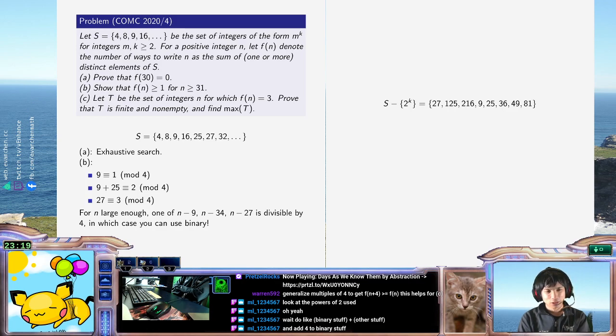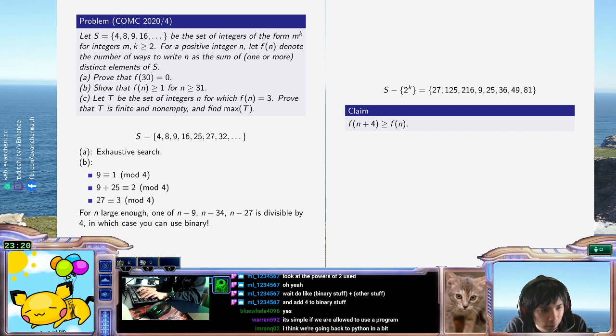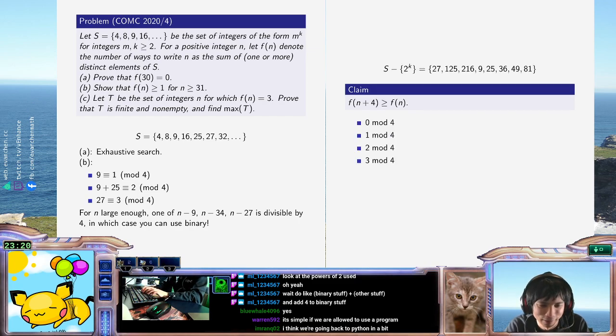Add 4 to binary stuff. What if I just use brute force? Is that viable? Oh, no. Okay, so let's see. What's the first time I get... So we have this binary idea, right? And there's going to be cases on things mod 4. Go back to Python. Yeah.